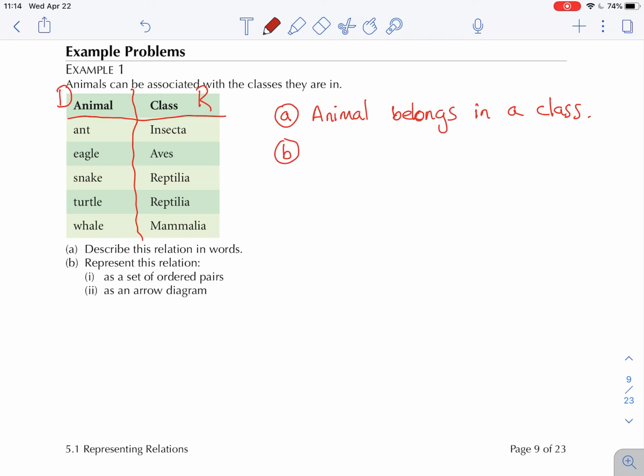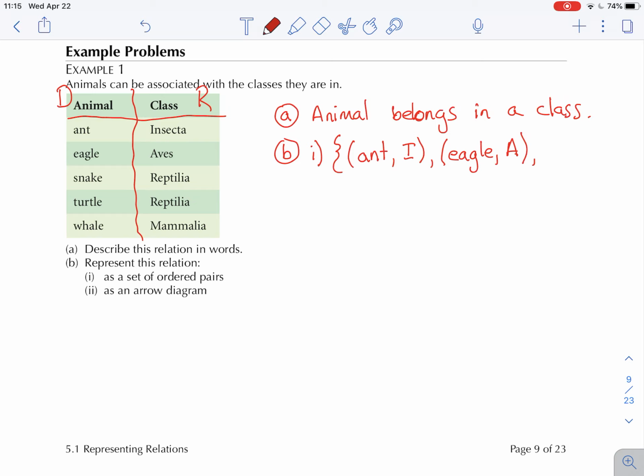Letter B. We're going to represent this relation as a set of ordered pairs and as an arrow diagram. All right, so let's do the first one, ordered pairs. So we start our set with that squiggly brace. Then our first ordered pair will be ant, and it goes into Insecta. Now, I'm abbreviating it with a capital I since I don't want to write out Insecta, the whole thing. I think that's okay.